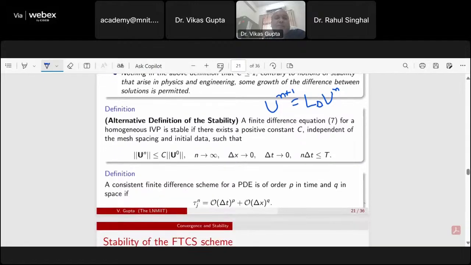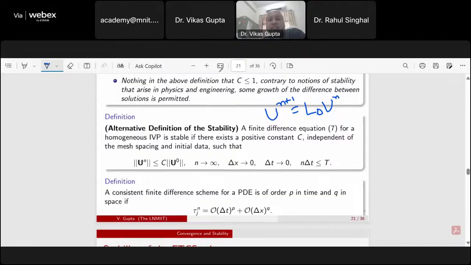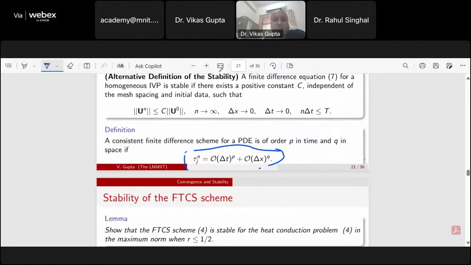Also note that a consistent finite difference scheme for a given PDE is said to be of order P in time and Q in space if the truncation error is equal to order of delta t to the power P plus order of delta x to the power Q. So in terms of this definition, our constructed forward time central space scheme is second order accurate in space and first order accurate in time.